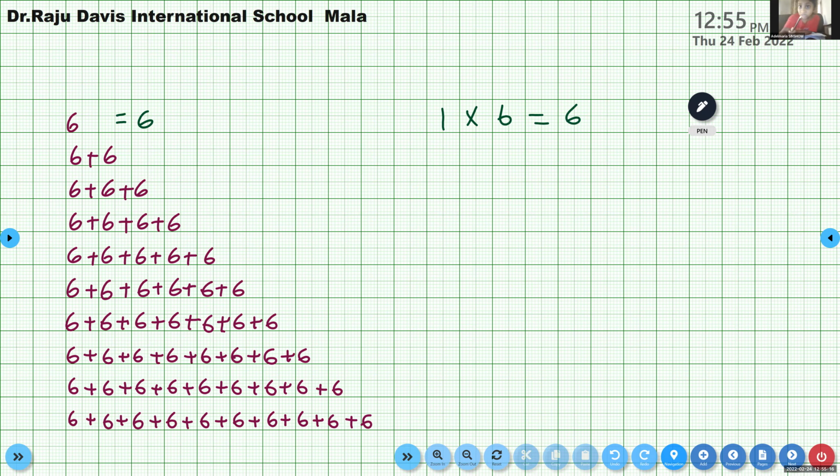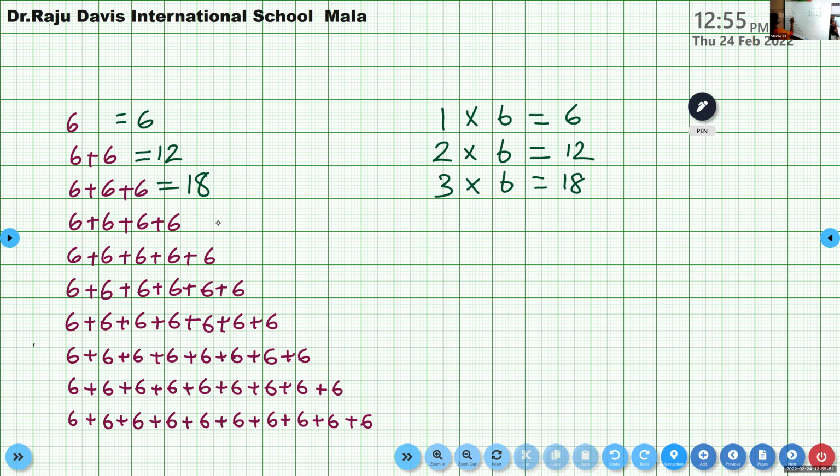Now 6 plus 6, that is equal to 12. So 2 times 6. This we already know. 2 sixes are 12. Now 3 times 6. This also we studied. Okay, now listen here. See, 3 times 6. So this also we studied. So is equal to 18. So 3 into 6 is equal to 18.